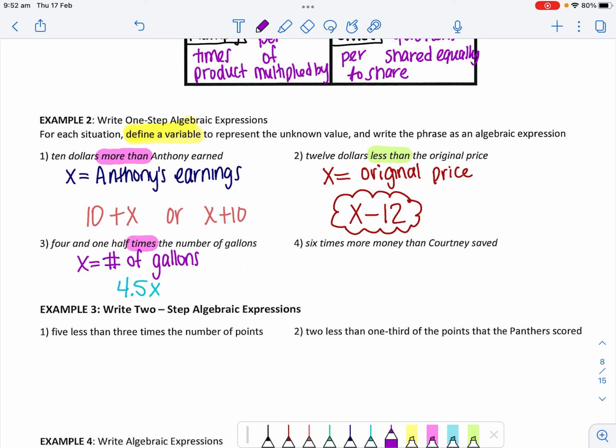The last one says 6 times more money than Courtney saved. So my X is going to be Courtney's money.